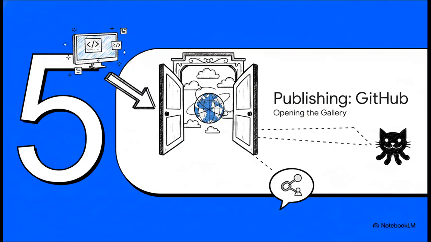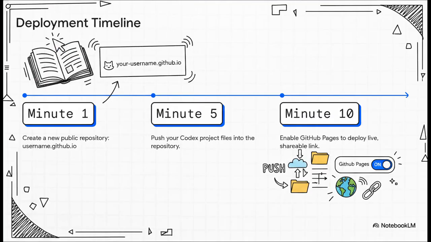Finally, we hit section 5, publishing on GitHub. Let's open those gallery doors. Think of GitHub basically like Google Drive, but specifically for code. Here's your 10-minute chronological deployment timeline. Minute 1, you go to GitHub, create a free account, and set up a new public repository. Now listen closely. You must name it exactly like this, yourusername.github.io. That specific naming convention is what tells GitHub to host it as a website.